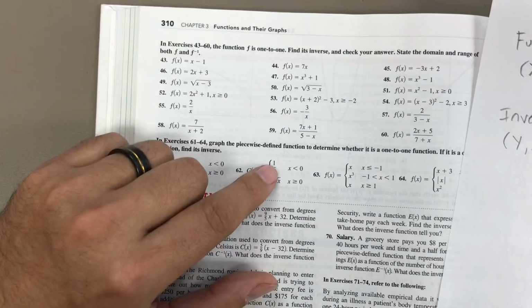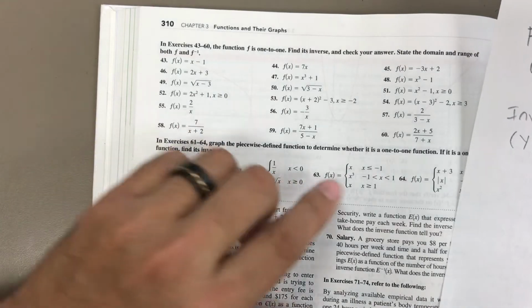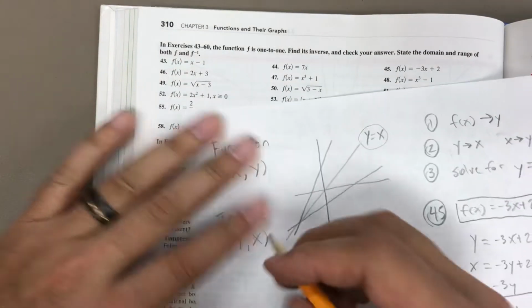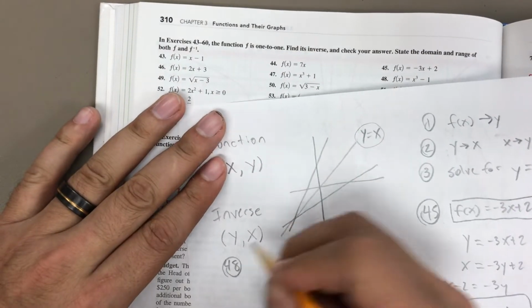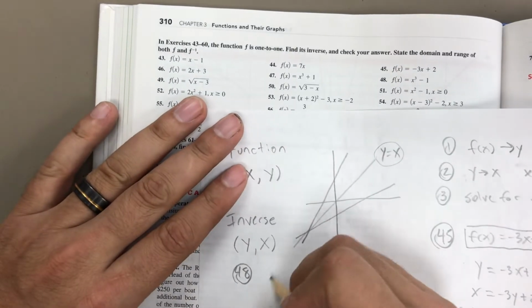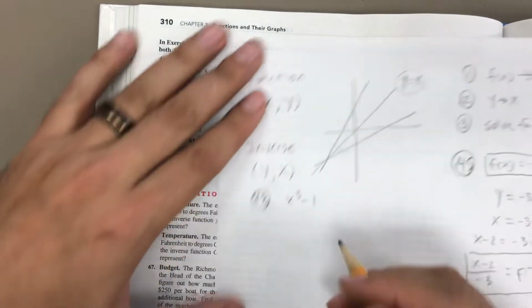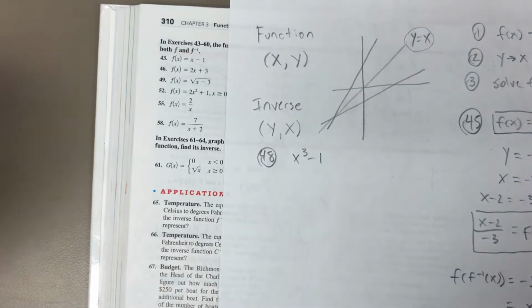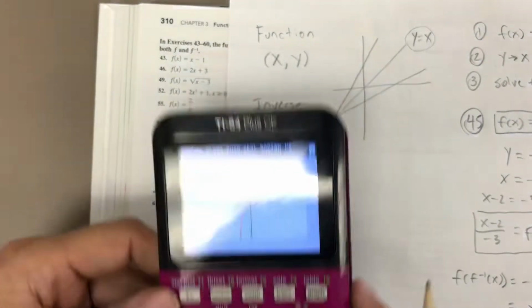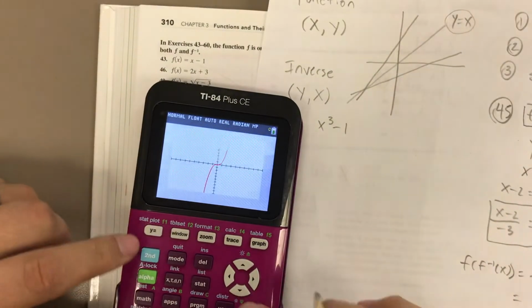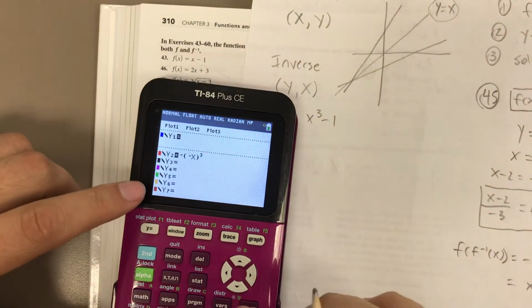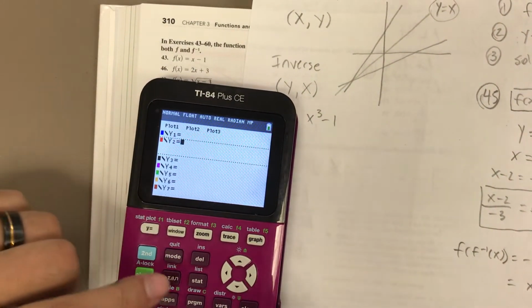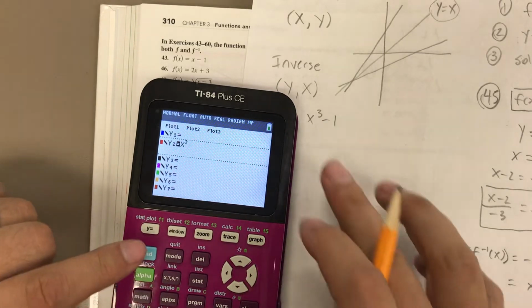I'll pick another kind of random one. I guess 48, sure, 48. So for number 48, our function now is x to the third minus 1. So if we were to graph that out on our calculators, let me find my little graphing calculator, there it is. What do we get? So y equals x to the third minus 1.